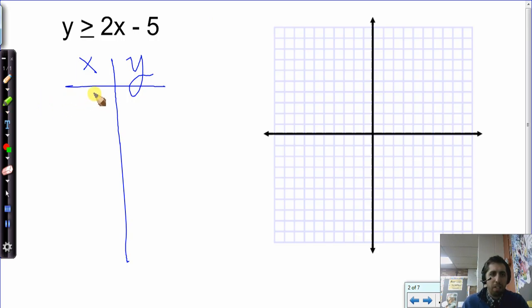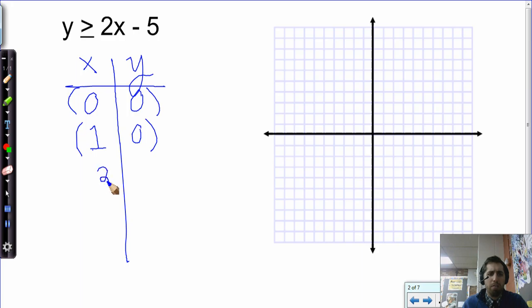For example, if I plug in 0 for x, 2 times 0 is 0. 0 minus 5 is negative 5. And y has to be greater than negative 5. What y is greater than negative 5? Oh, 0. So the origin is a point. What about 1? If I plug in 1 for x, 2 times 1 is 2, 2 minus 5 is negative 3. What number is greater than or equal to negative 3? Well, 0 is greater than negative 3.